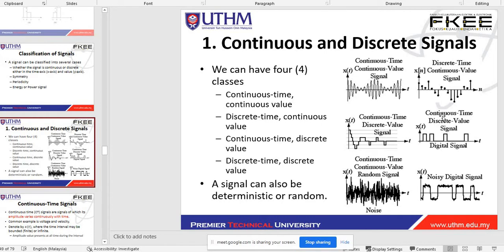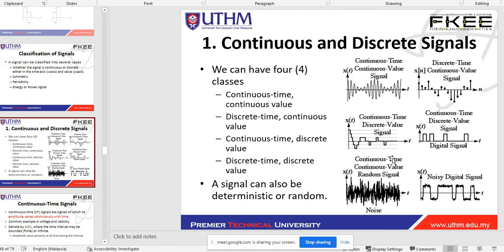And then for continuous time and discrete value, the time is continuous. You can see that the graph is continuous, but the discrete value is stopped like this one, maybe 0 and 1: 0, 1, 0, 1, 0, 0, 1, 0, 0, 0, then 1. So this is also considered a digital signal. These are the four classes of continuous and discrete signals.